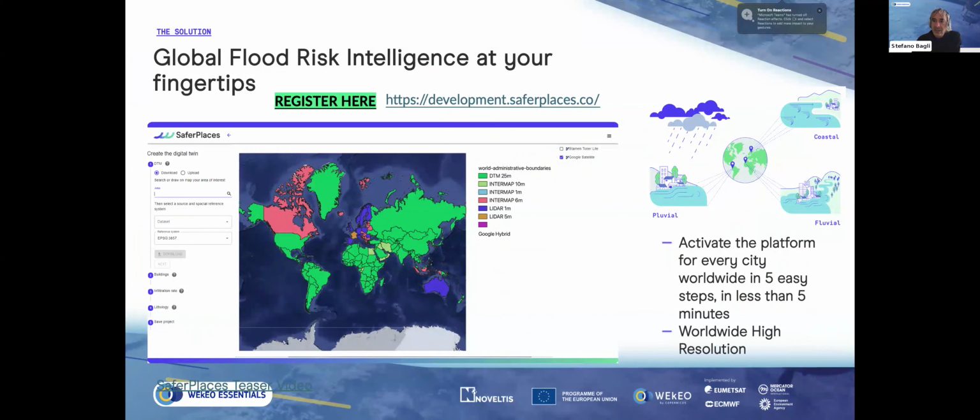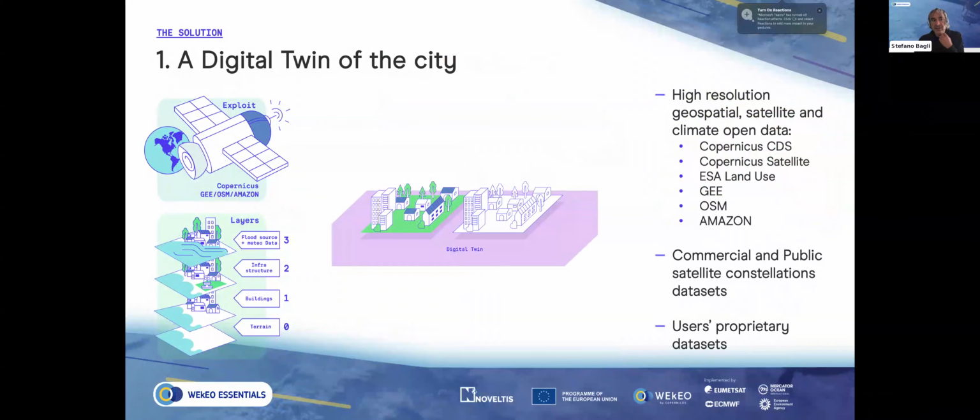We have a global platform that can be activated in every city worldwide. And the resolution depends mainly on the availability of the digital terrain model. So for most of the countries, we have LiDAR datasets that give us the capability to generate data at 1 meter resolution, 2 meter resolution. For the rest of the world, we have the 25 meter resolution of the Copernicus DTM.